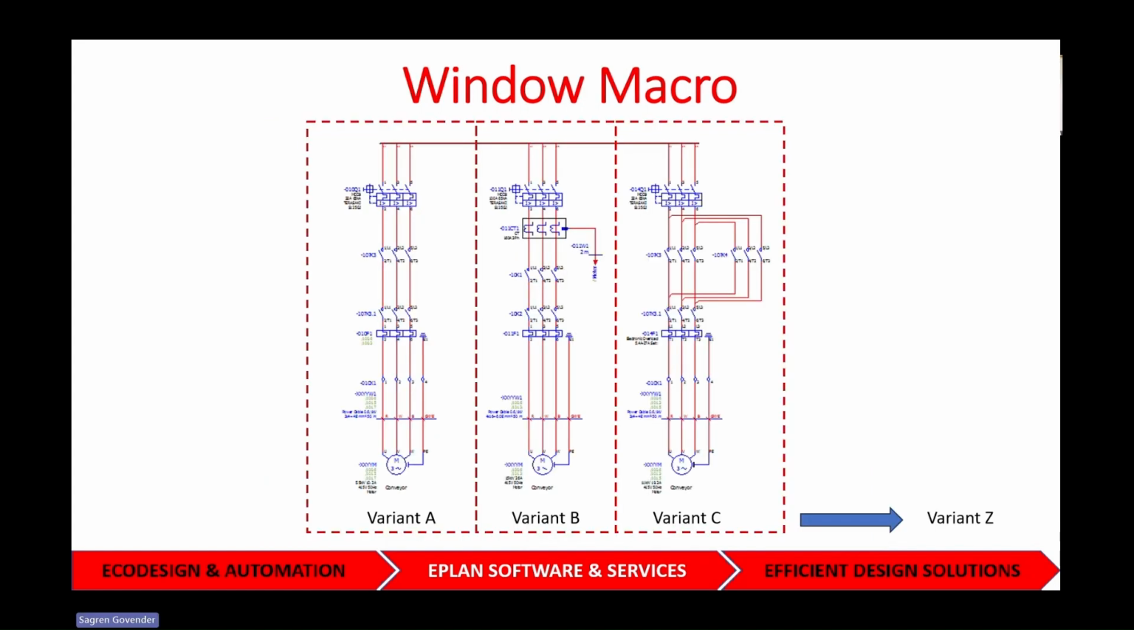A window macro. So a window macro is like a typical circuit. It could be a DOL starter, and you can have different variants of this. In fact, you can have up to 26 variants, A to Z. So when you insert this macro, you press your tab key on your keyboard. You can tab through the variants, find the variant that you want, and you can insert that macro. And I'll show you an example of that shortly.